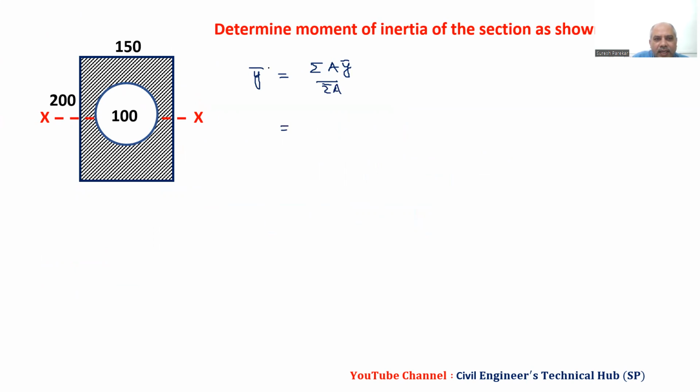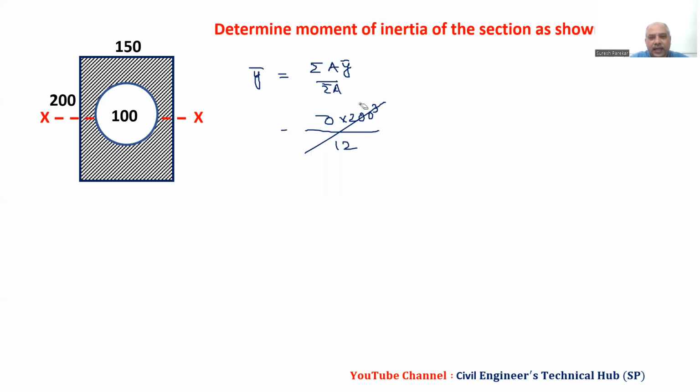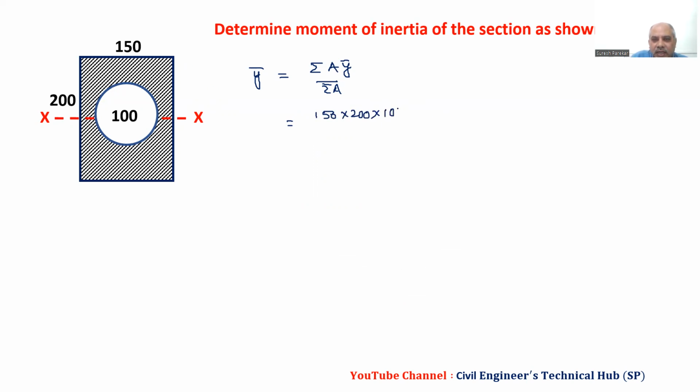Now we have first the whole rectangular section, which is b 150, d we have 200. So 150 into 200 cube by 12. Sorry, we have to go for y bar first. So we have summation a y bar upon summation a. I am directly calculating I actually. So first we have to go for y bar. So summation a y bar, that is equal to, first we have the rectangular section 150 into 200, and from the center, as it is symmetrical about that center, so it is 100.